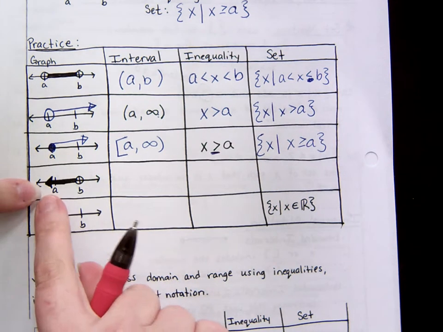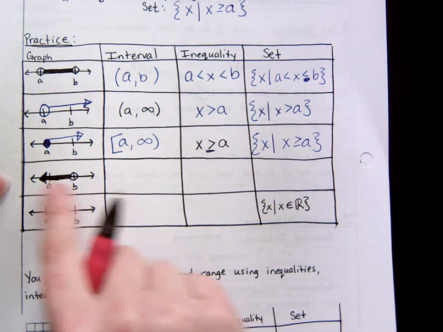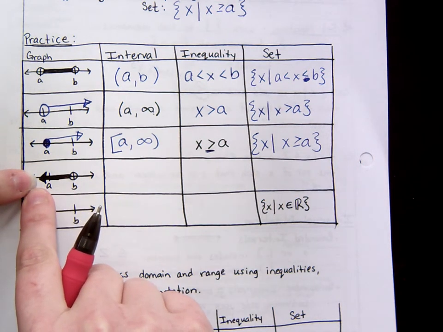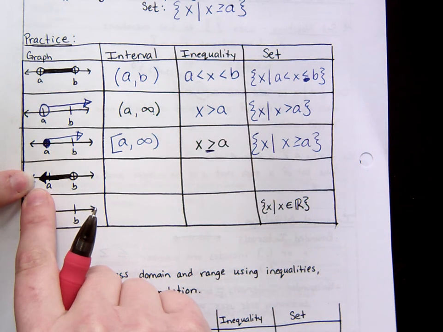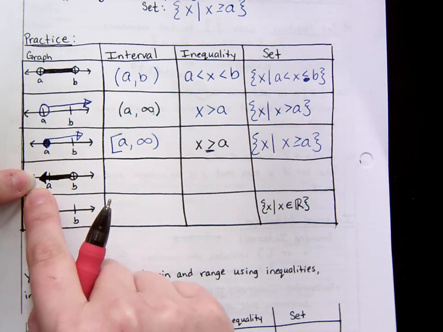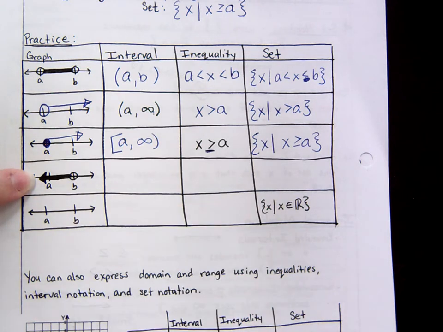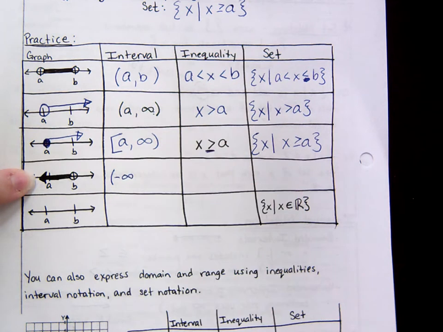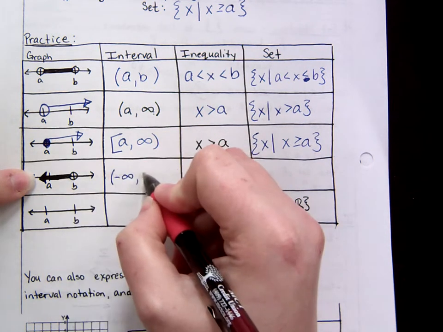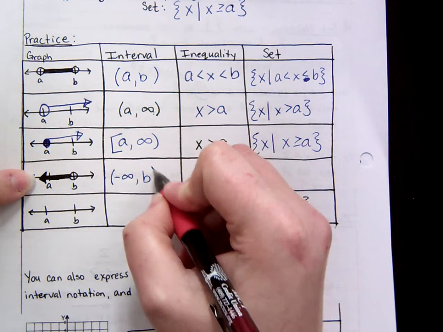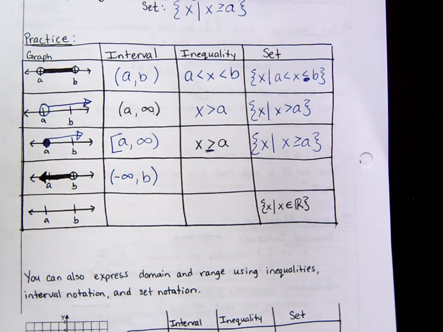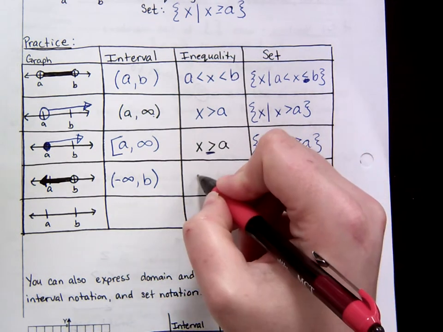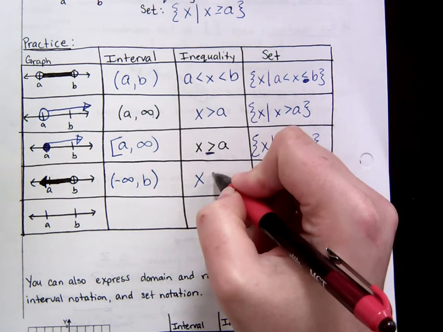Now this one, going from left to right, small to big, the first thing we see is the arrow. This means it keeps getting smaller and smaller without limit. So where does it start? Well, it doesn't really have a starting point. It goes on forever, so we say that it starts in negative infinity. And the biggest it goes to is b. Because it's open, it can't actually get to b, so we use a parenthesis to close it. So for the inequality, we say that our x values are less than b.